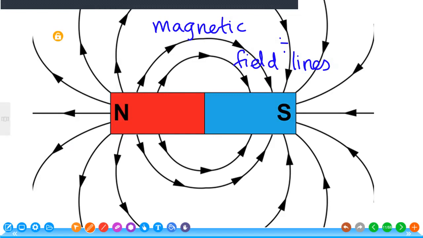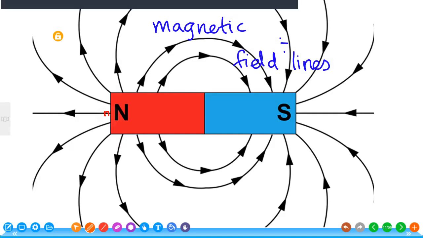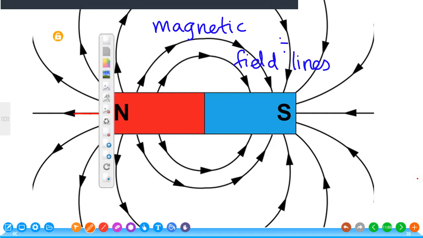And if you keep a small north pole in the middle here, then what will happen? North and north, the like poles, repel each other. As a result, what will happen? This small north pole may travel in a direction like this. You can get it here. Therefore, this one is a relevant magnetic field line in that instance.